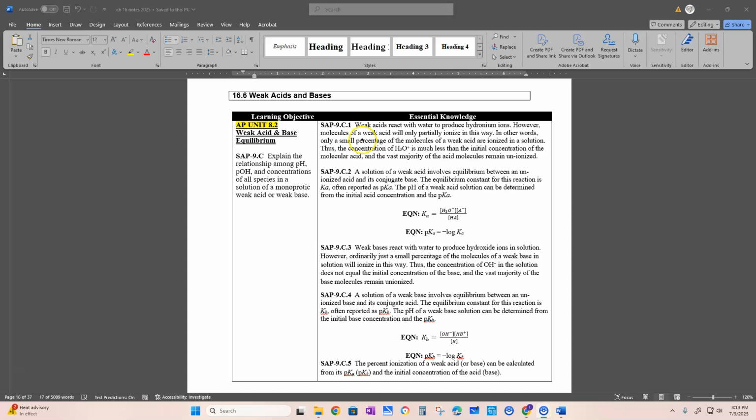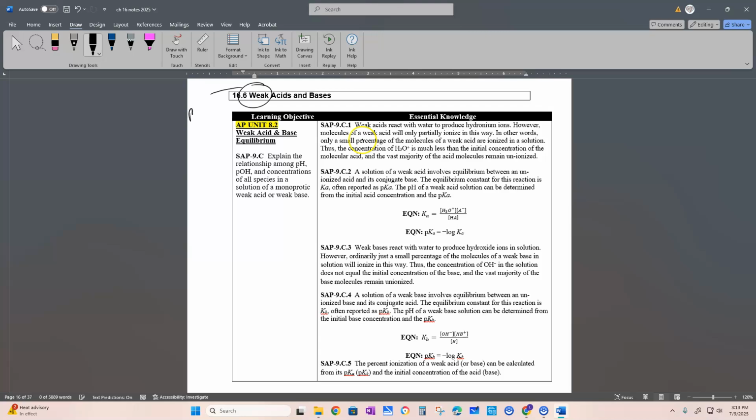Alrighty, P 16.6, this is the big one, okay? This is weak acids. Weak acids, because we know they're weak, we know that they partially dissociate. And because they partially dissociate, we have equilibrium. So this is definitely different from strong acids, okay?